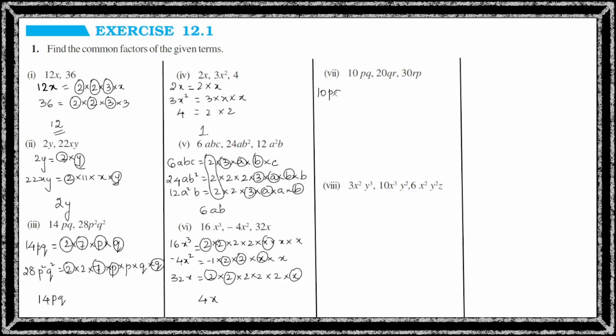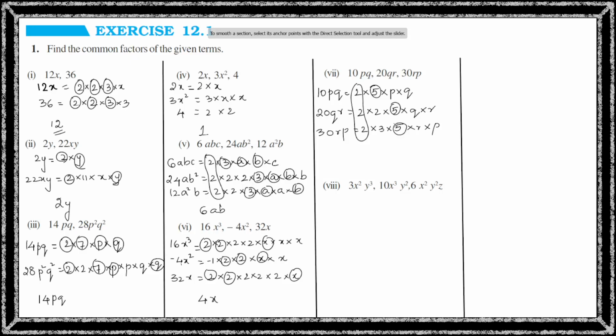Next, 10pq is equal to 2 into 5 into p into q. 20qr is equal to 2 into 2 into 5 into q into r. 30rp is equal to 2 into 3 into 5 into r into p. So what is common? 1, 2 is clearly common, and I can see that there is a 5 in all the three terms. There is no p in all the three terms, and there is no q in all the three terms. Similarly, there is no r also in all the three terms. That means only 2 into 5, 10 is the common factor.